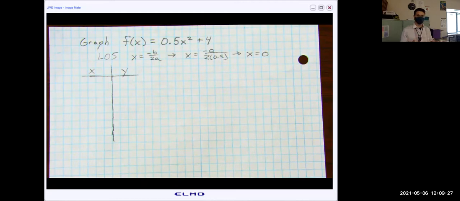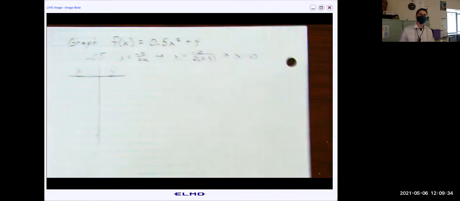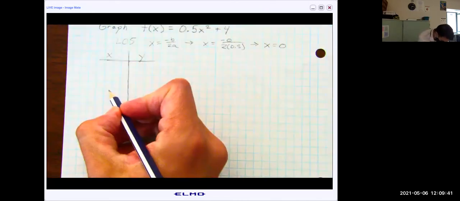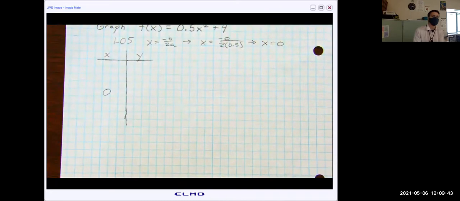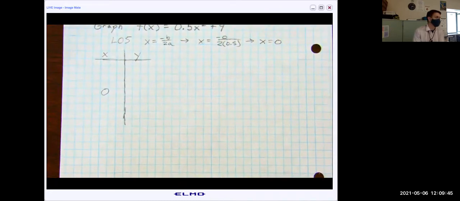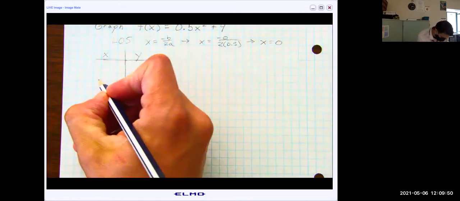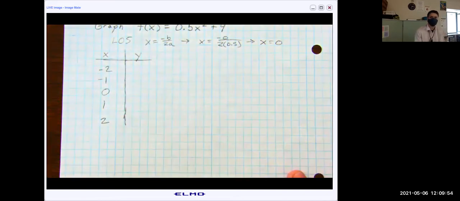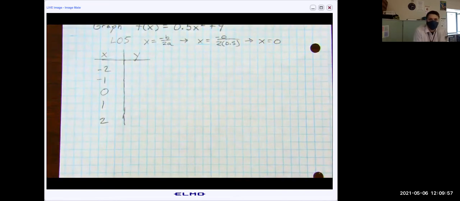This is a big thing people forget sometimes. What did we do before? We did 1, 2, 3, 4, and 5. This time our LOS is at 0. So we're going to start with the 0 in the middle. And then we'll go to the left and to the right. So -1 and -2, and +1 and +2. Yes, thanks, Issa. Thanks, Griffin. Thanks, Cheyenne.